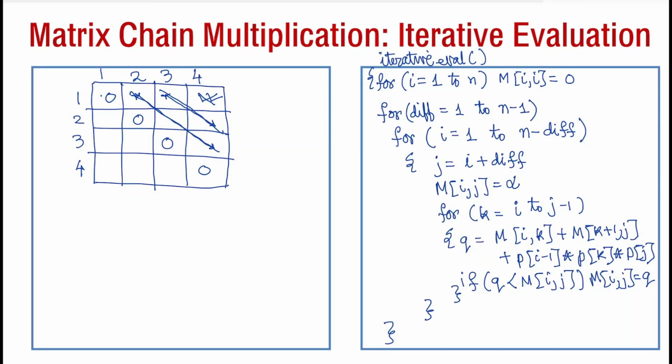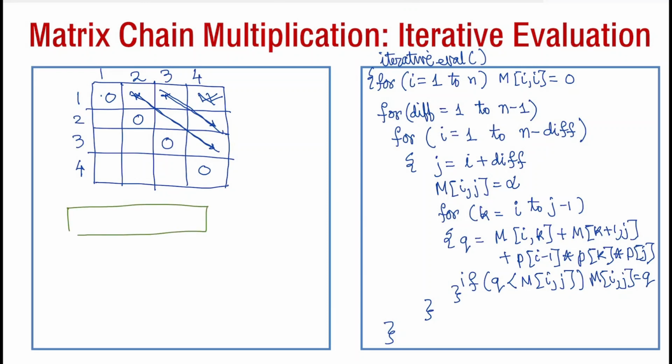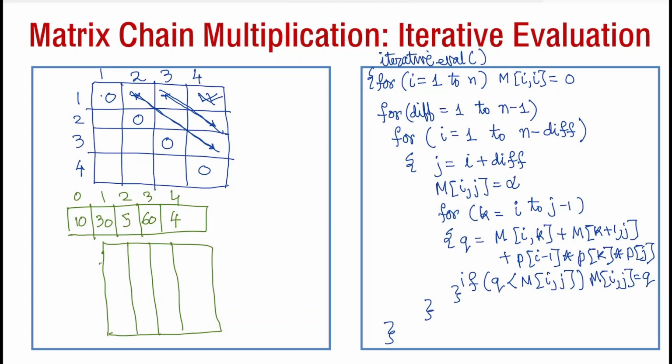And if we create our previously known p-values as per our past definition, where we have got P0, P1, P2, P3, P4, and we know these values are 10, 30, 5, 60 and 4, then we can create this array, and by creating this array we can simply assign the values 1, 2, 3, 4 for this array, and this is 1, 2, 3, 4. So these parts of the array are not used.